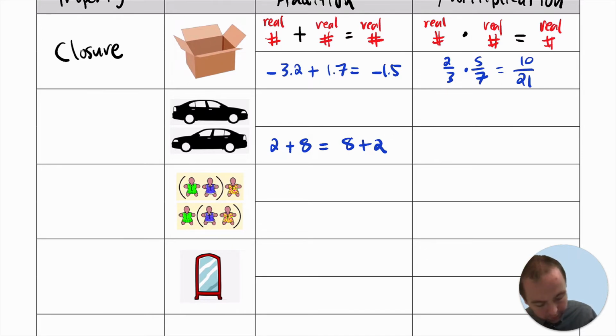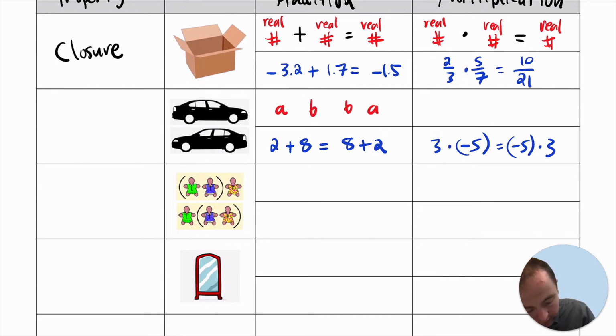Same thing works for multiplication. If you did 3 times negative 5, then that's going to be the same thing as negative 5 first and then times 3, because they're both equal to negative 15, right? So in general, if you take any numbers, let's say a and b, then it's the same thing when you do b and then a, whether you're adding the numbers together or multiplying the numbers together.